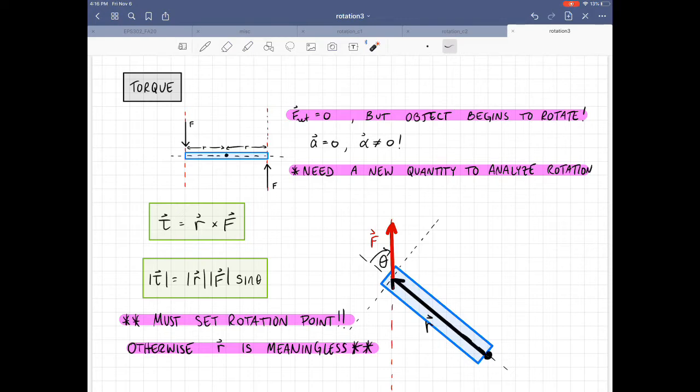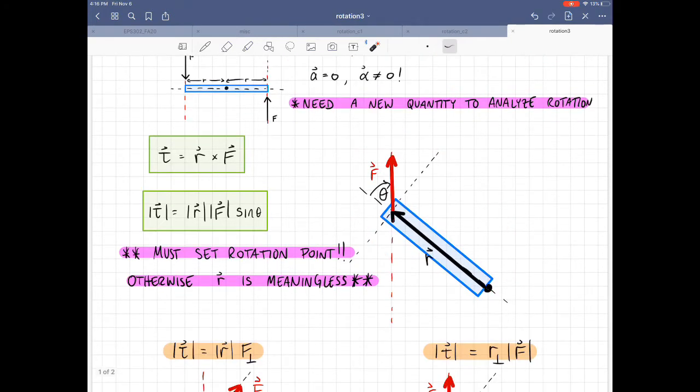And the cross product is defined as, the magnitude of the cross product is defined as just take both vectors' magnitudes, multiply them together, and then multiply by the sine of theta, theta being the angle between the two vectors. And so if you look at my picture over here, I've got a rotation point down here, I've got this blue rod, and then I'm applying a force out here. And so if you look at the vector r, that's the vector that points from my rotation point all the way out to where the force is applied. So here's r, here's F, and so the angle between those two vectors is theta.